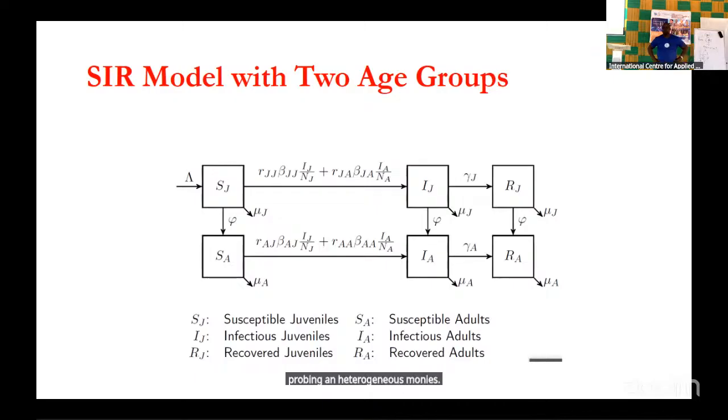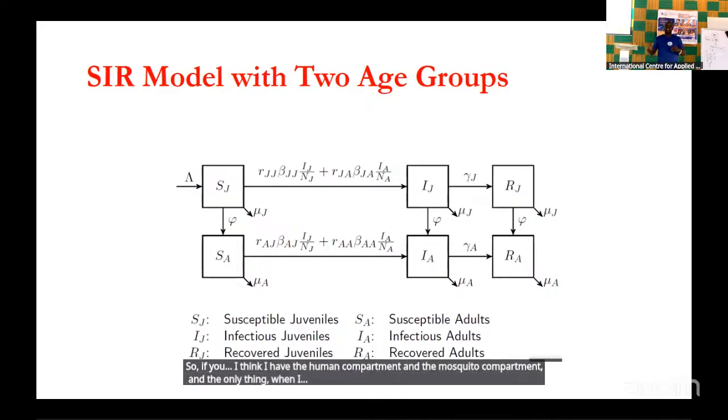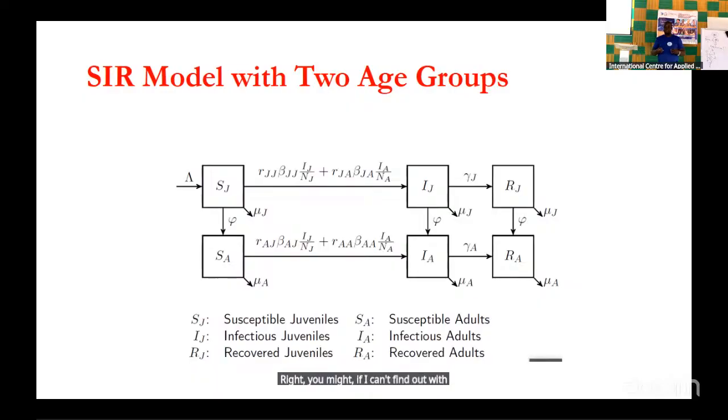So I think what's important with reproduction number has to do with the model structure. When you are calculating your R0, it is supposed to be a function of all the parameters in the model, right? All the parameters in your model. So if I have the human compartment and the mosquito compartment, and when I calculate my R0, the only parameters I can see in my R0 are on the mosquito, do you understand me now? So your R0 will be biased.